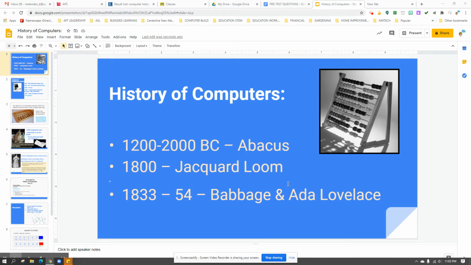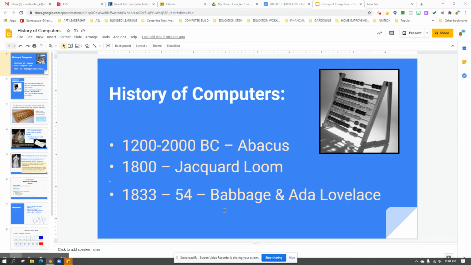Okay, we are starting our study on history of computers. These will be answers to many of the questions that you had on the pretest. We're going to go through the first section, and then we're going to work in breakout groups. Breakout groups will probably happen on your Tuesday, Thursday, or Wednesday, Friday class, depending on which class period you're in. So right now, history of computers.